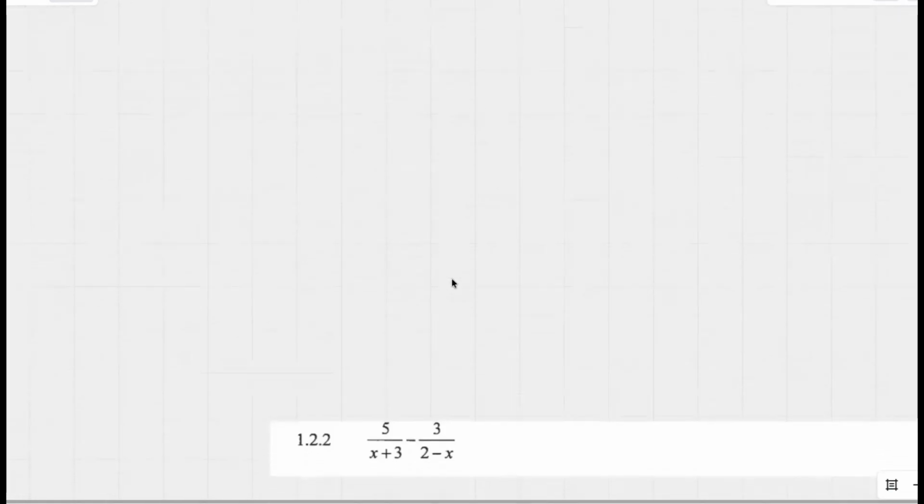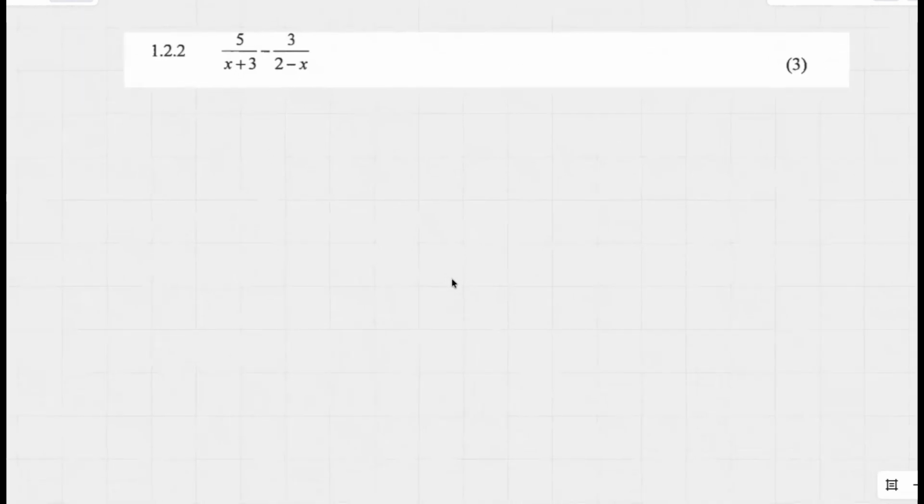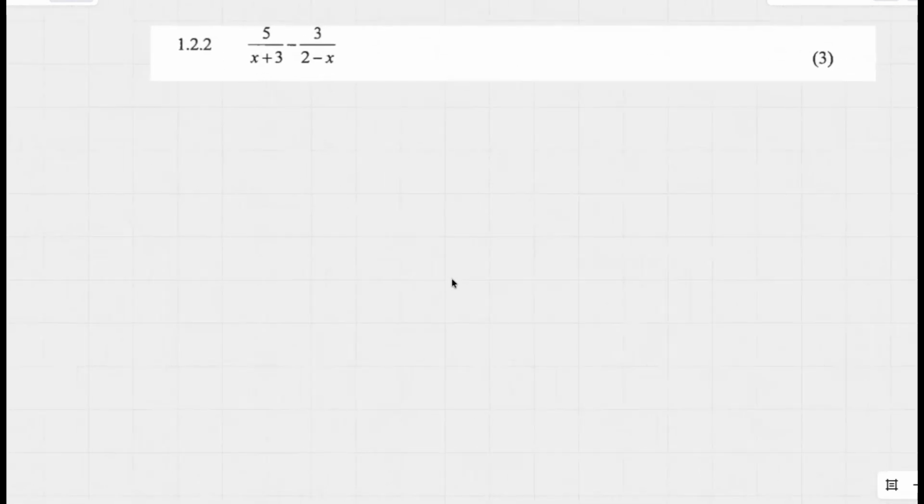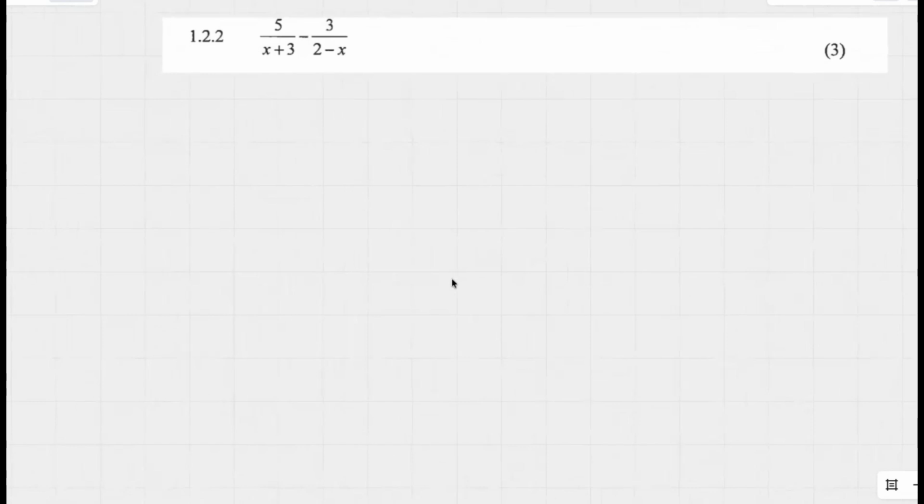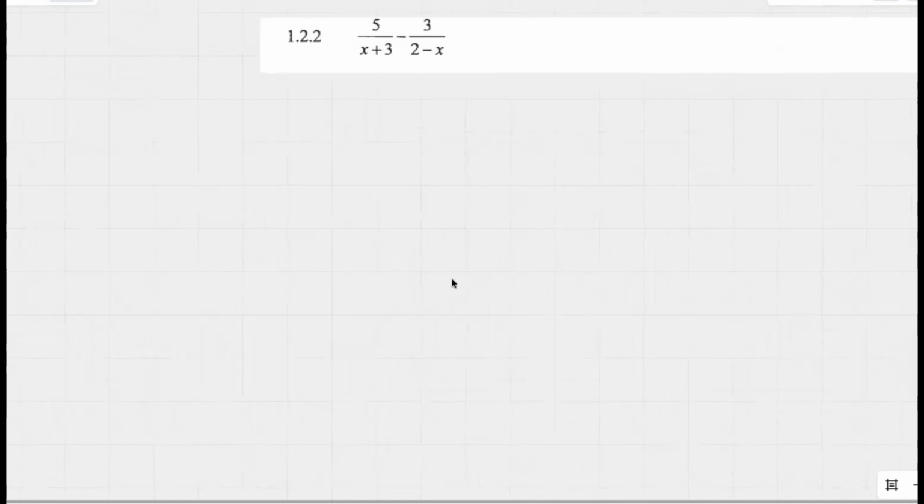Okay, let's move on to the next question. Here we have two fractions, and here what we're meant to do is find the lowest common denominator. As we can see here, there's no common factor between the denominators. So in this case, we would just take the multiplication of both of them as the common denominator. So let's get that going. So our common denominator will be x plus 3, 2 minus x.